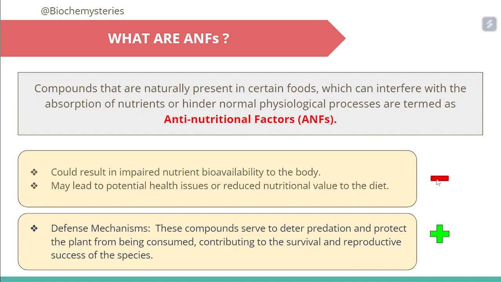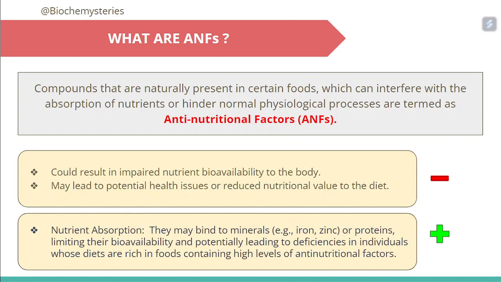If we talk about the negative aspects, obviously one is impaired nutrient bioavailability to the body, which will result in certain health issues. And if we talk about the positive aspects, we know for a fact that plants require defense mechanisms to survive abiotic and different kinds of stress. So plants generate these anti-nutritional factors to survive from birds and insects which would eat these plants. And second would be nutrient absorption. We know it's impaired, but this impairment is necessary in some cases.